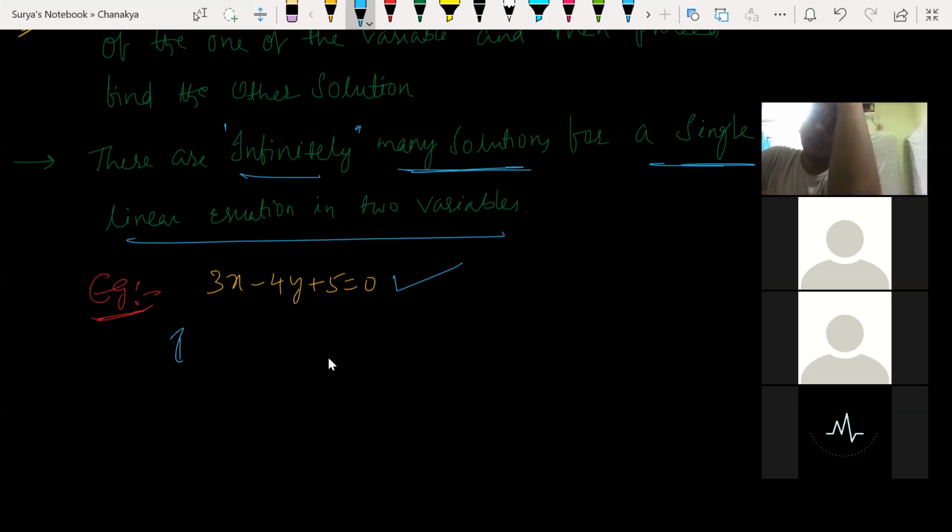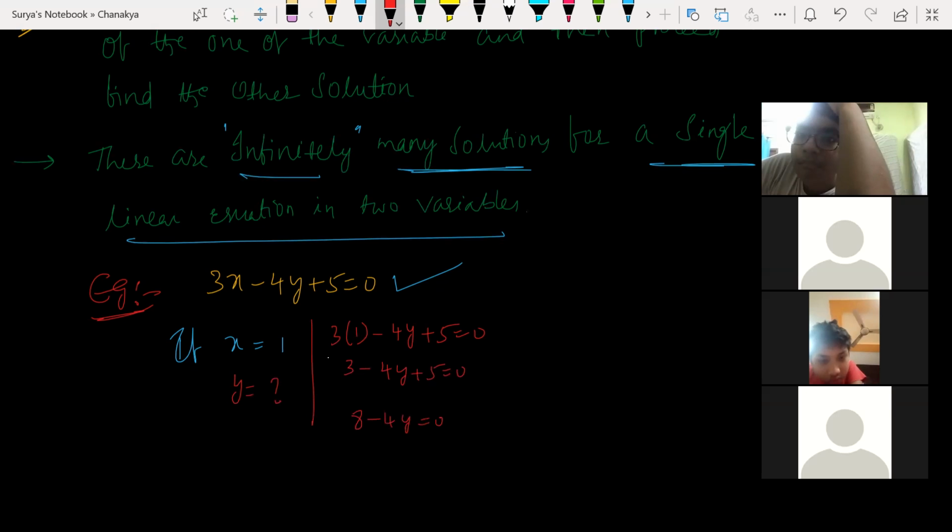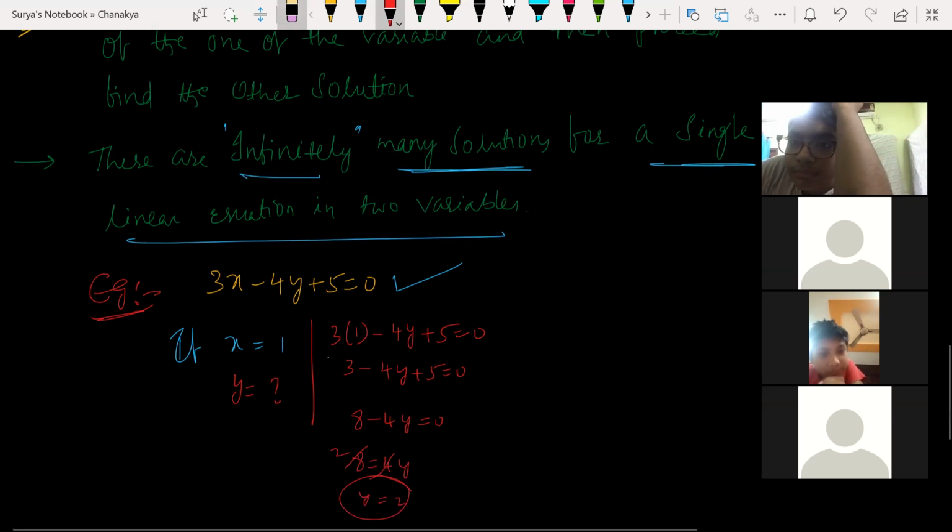First, suppose x is equal to 1. If x is equal to 1, what is going to be y? Solve in rough paper: 3 into 1 minus 4 into y plus 5 is equal to 0. So 3 minus 4y plus 5 is equal to 0. So 8 minus 4y is equal to 0. So 8 is equal to 4y. So 4 ones 4, 4 twos 8. So y is equal to 2, I got. So if x is equal to 1, my y is going to be 2. Getting my point, children?